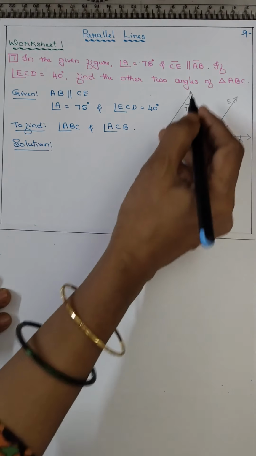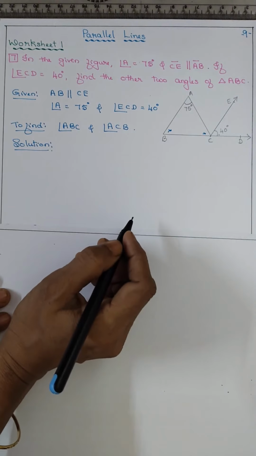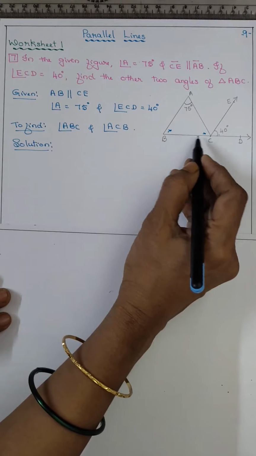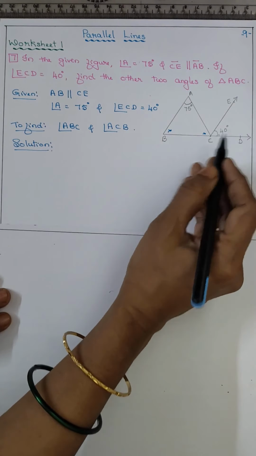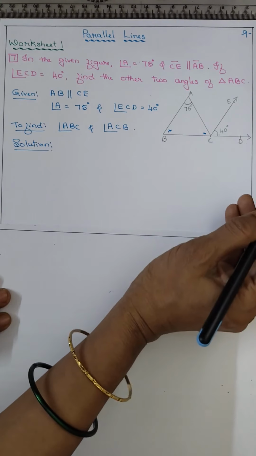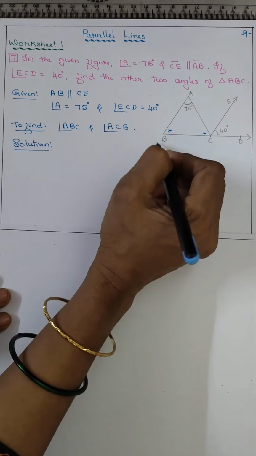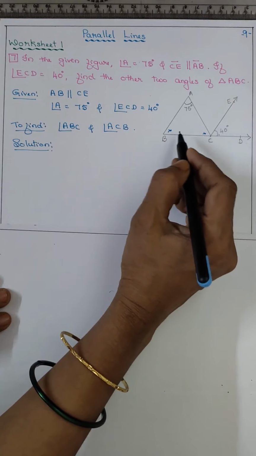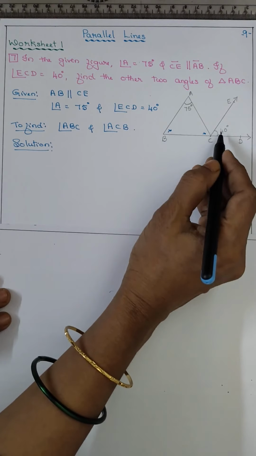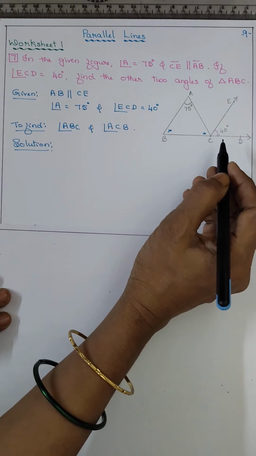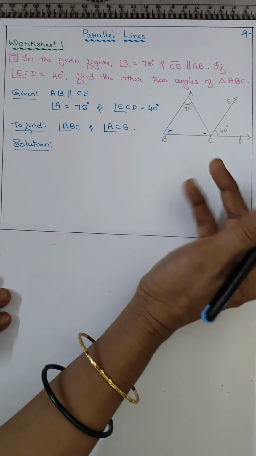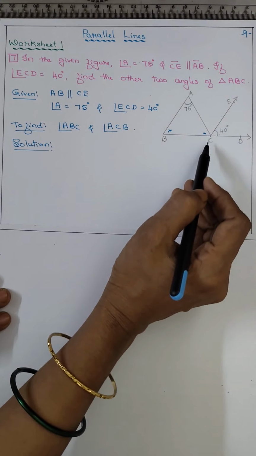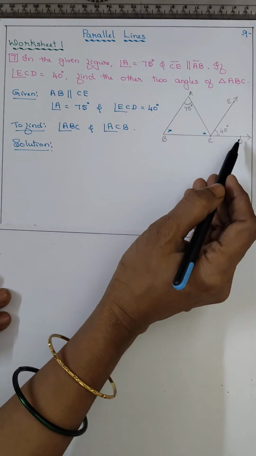Now for that, first, solution. If we take AB parallel to CE, and BD is the transversal, then these are the two parallel lines and this is the transversal. Angle B is equal to 40. Why?